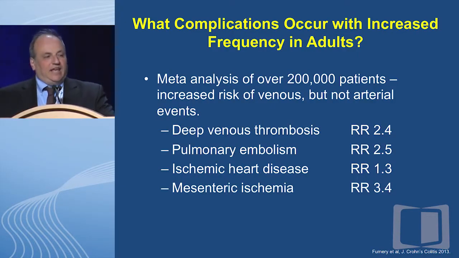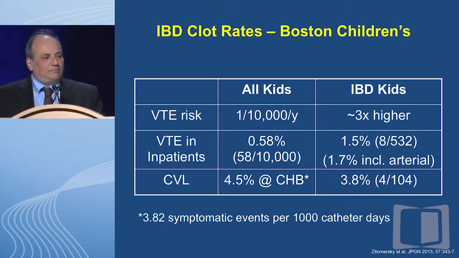So what complications can be seen with increased frequency in adults? A nice study recently published in the Journal of Crohn's and Colitis looked at a meta-analysis of approximately 200,000 patients, and they're at increased risk for deep venous thrombosis, pulmonary embolism, perhaps ischemic heart disease. The relative risk is low there, and mesenteric ischemia. So all of these were highly significant in this population.